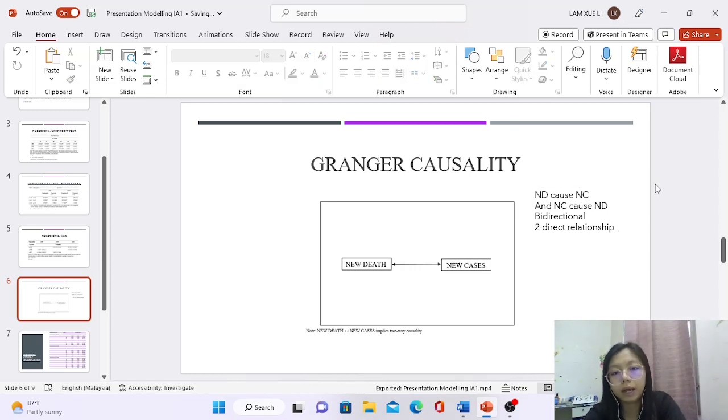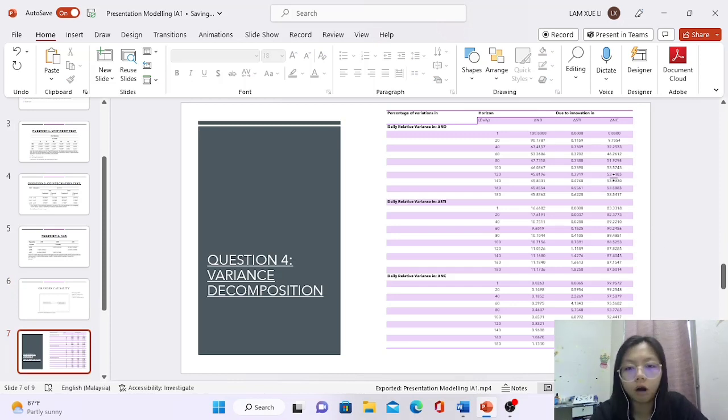Okay, now I move on to question 4. Question 4 is about variance decomposition. For question 4 and question 5, we estimate the sample. We want to forecast the result beyond the sample size, beyond the sample.